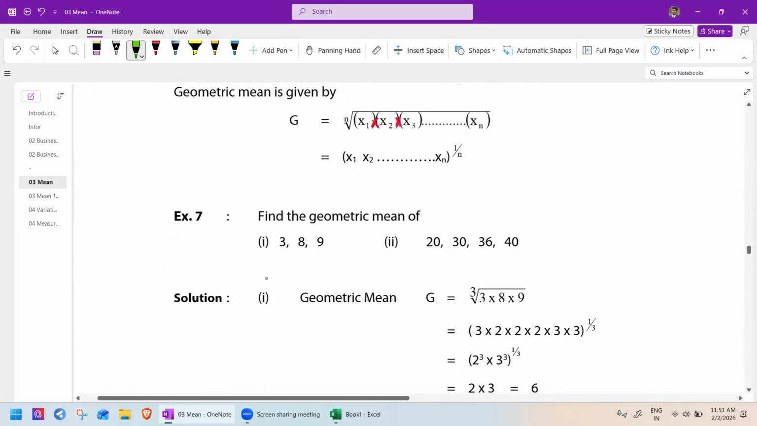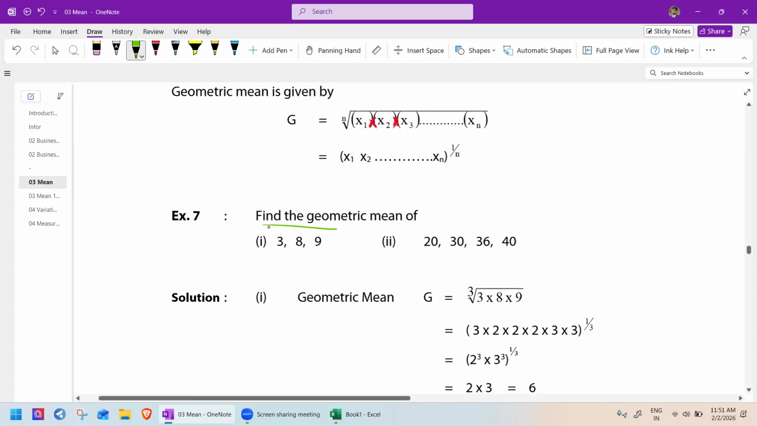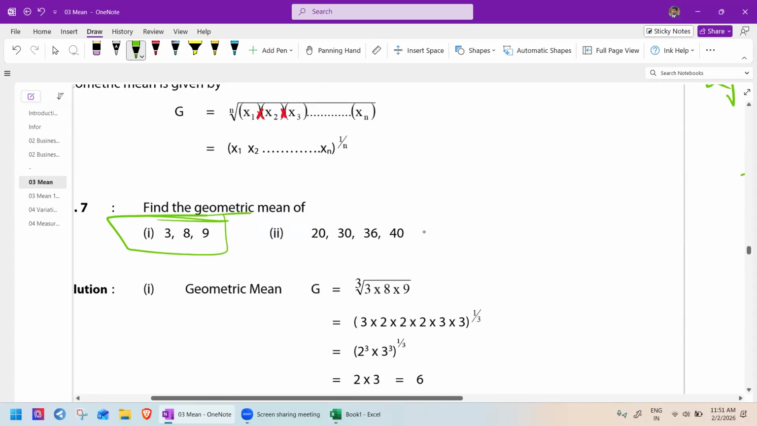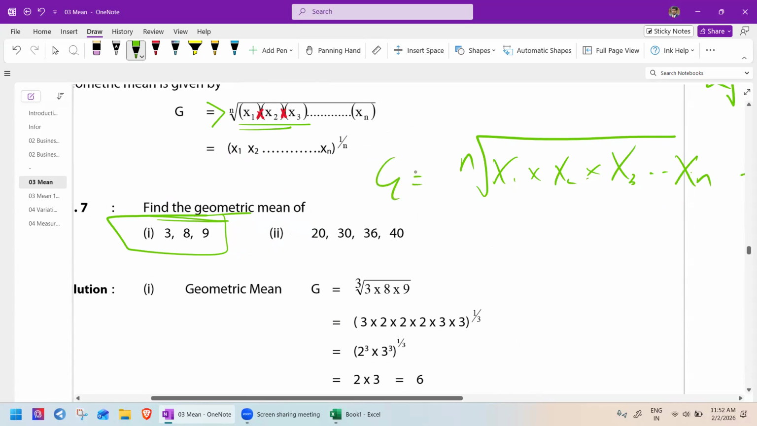Right. Now let us calculate the geometric mean of this data set. Here, this is the formula to calculate the geometric mean. Here x1 into x2 into x3, like that. And if there are xn observations, then we have to put n. So this is the geometric mean. This is the standard formula, right?